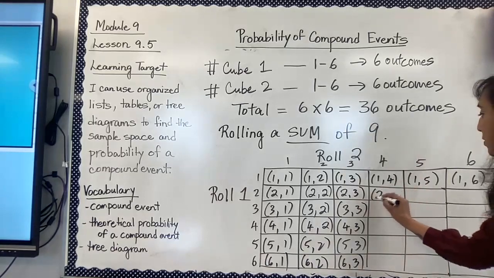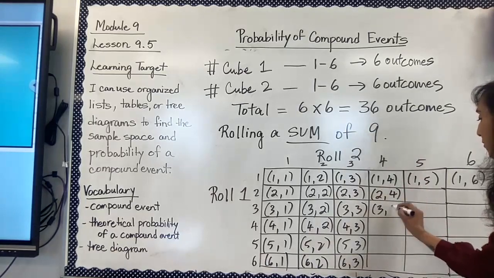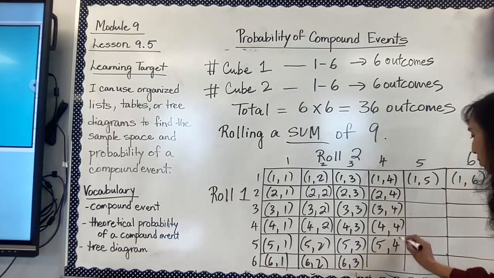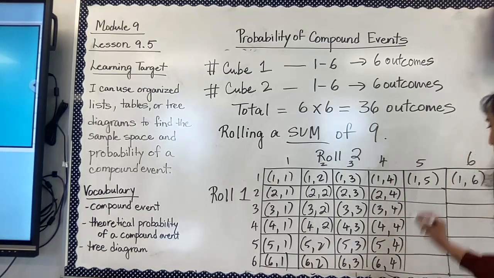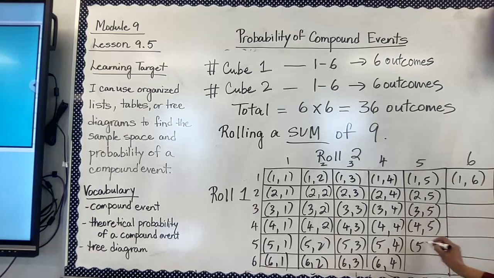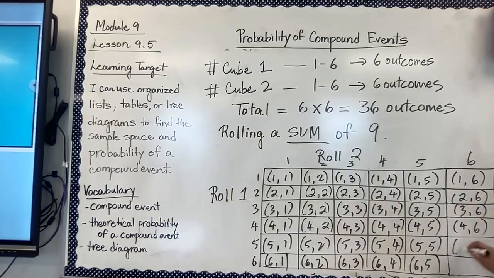Okay, this is 2 and 4, 3 and 4, 4 and 4, 5 and 4, 6 and 4, 2 and 5, 3 and 5, 4 and 5, 5 and 5, 6 and 5, 2 and 6, 3 and 6, 4 and 6, 5 and 6, and 6 and 6. Okay, so once I put this over here, look what it's saying.